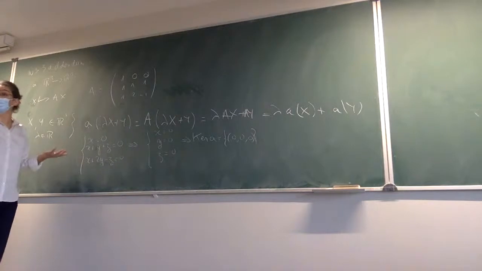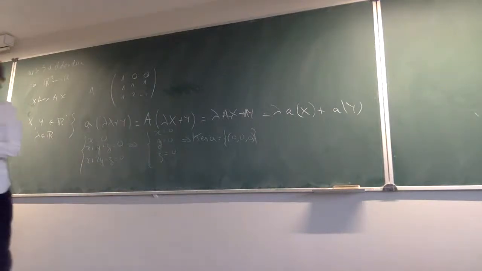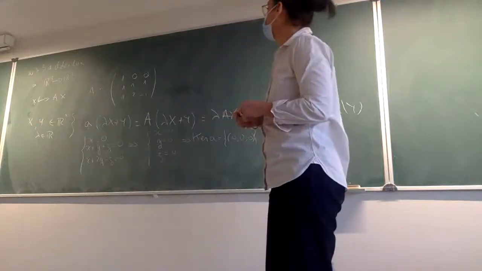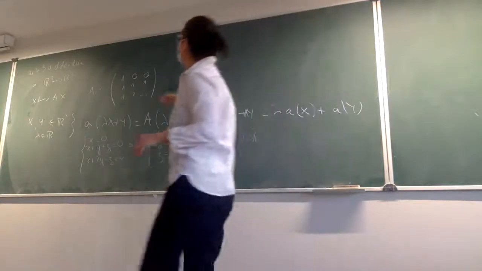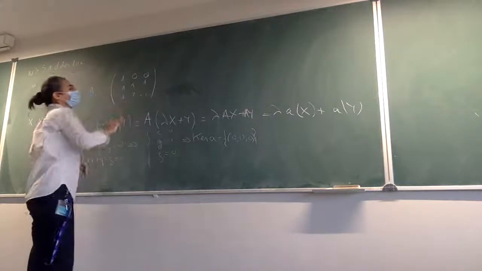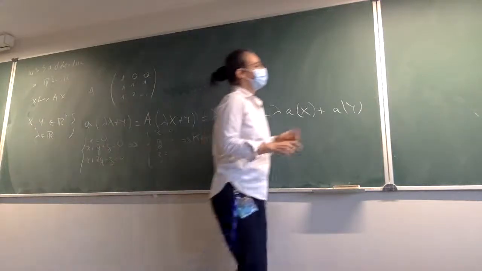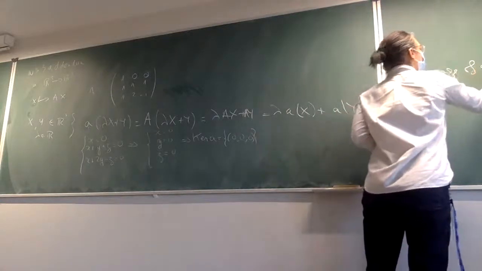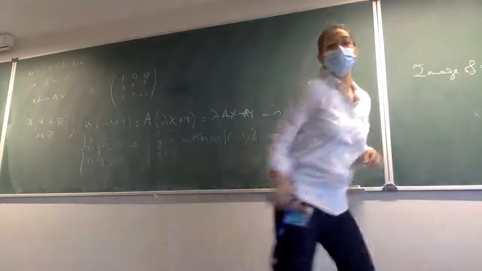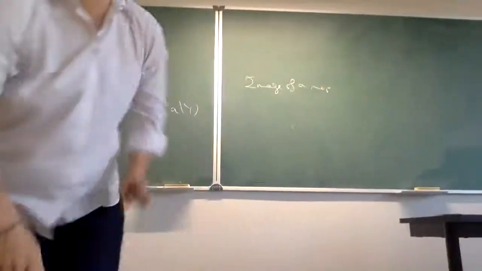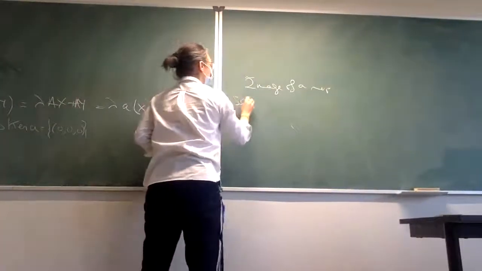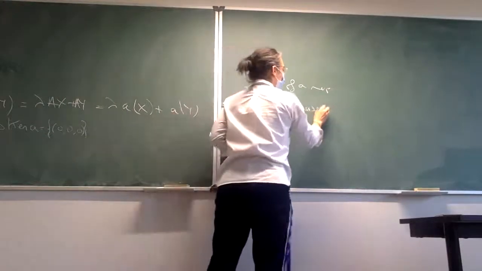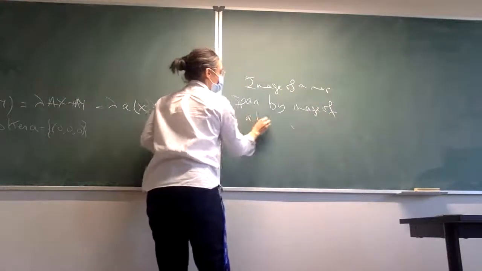So this is something you can do. Another thing you can do is, but then it's going to be obvious. Right. The other thing you can do is remember that the image of a map is spanned by the image of a basis.